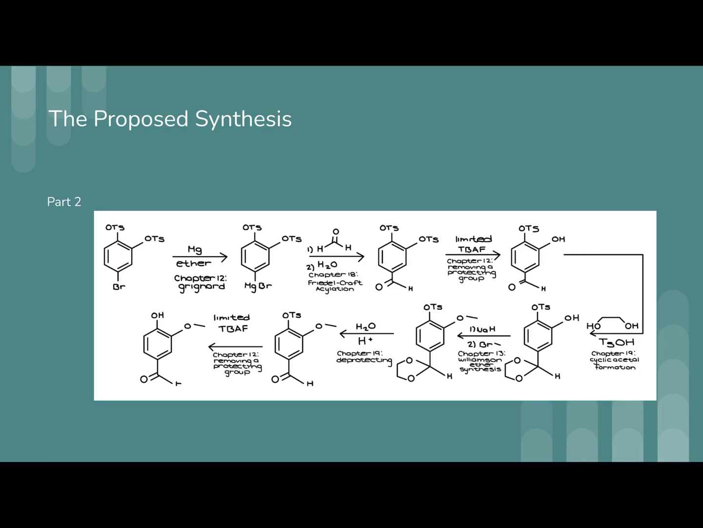From here, sodium hydride is used, and that deprotonates our unprotected alcohol group in position 2, which is then combined with methyl bromide, and this gives us a methoxy group in the 2 position of our compound. From here, water and a little bit of acid is used to deprotect the acetal group that was protecting our aldehyde. And from there, we then use, again, a limited quantity of TBAF to deprotect our 1 position hydroxide, giving us vanillin as our final product.